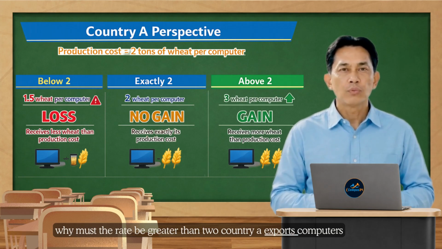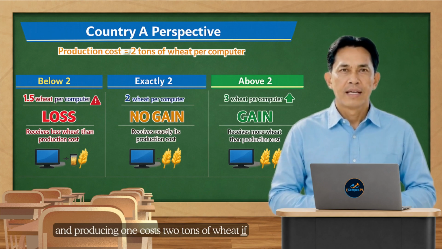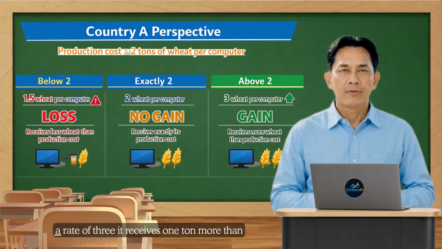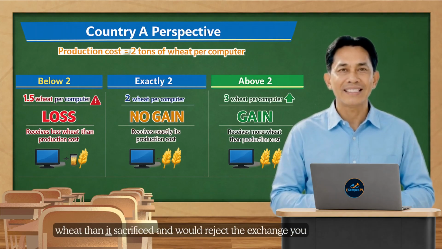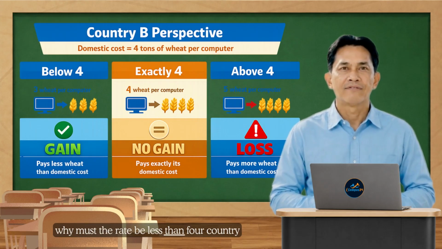Country A exports computers, and producing one costs 2 tons of wheat. If it receives more than 2 tons through trade, it gains. At a rate of 3, it receives 1 ton more than its production cost. Below 2, country A would receive less wheat than it sacrificed and would reject the exchange. Why must the rate be less than 4?